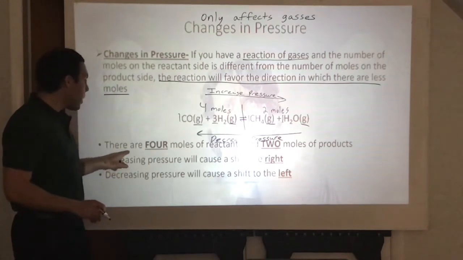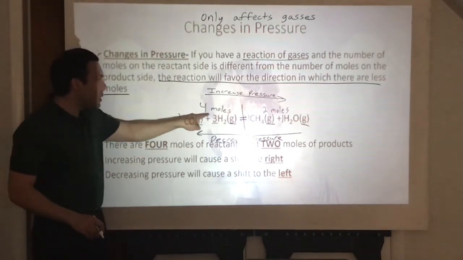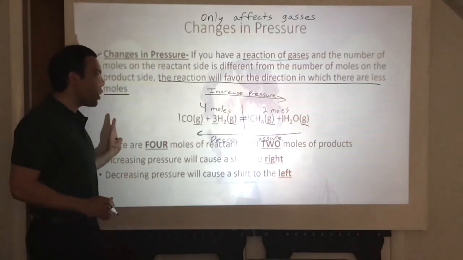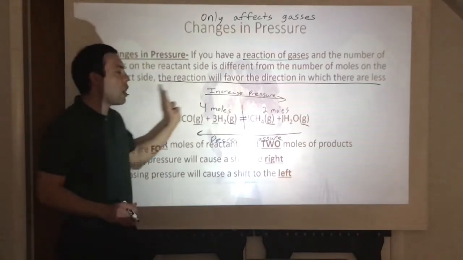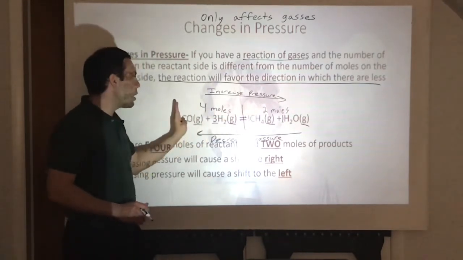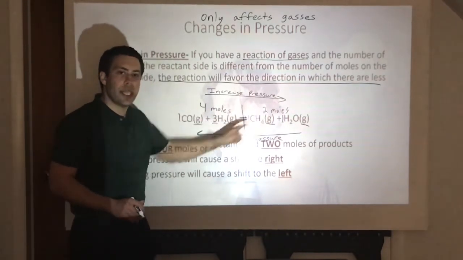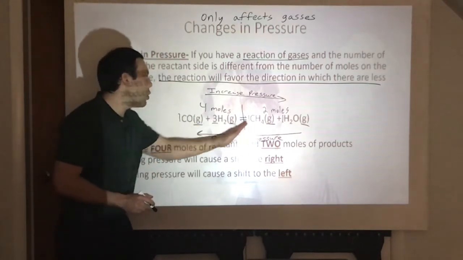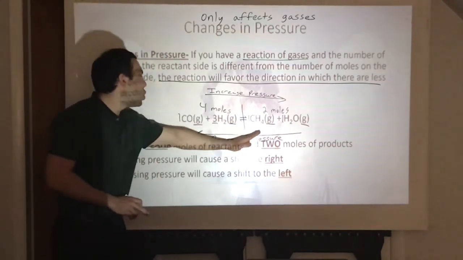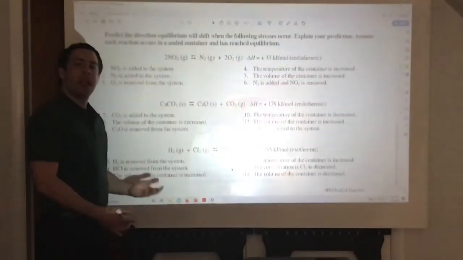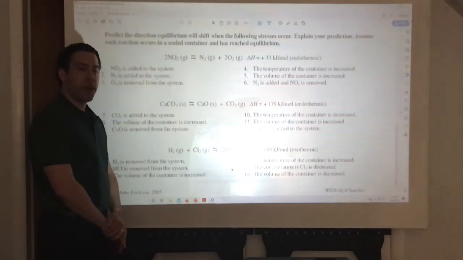In summary, there are 4 moles of reactants and 2 moles of products. Increasing pressure is going to shift away from the more moles towards the less moles. So increasing pressure is going to shift to the right in this case. And decreasing pressure is going to shift towards the more moles, shift towards the left in this case. Let's try some practice problems together.